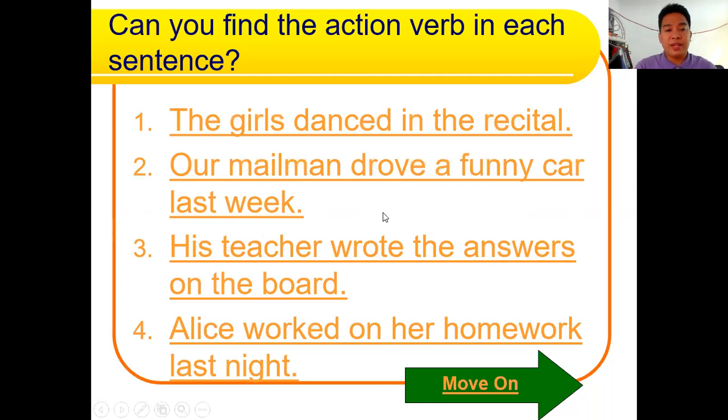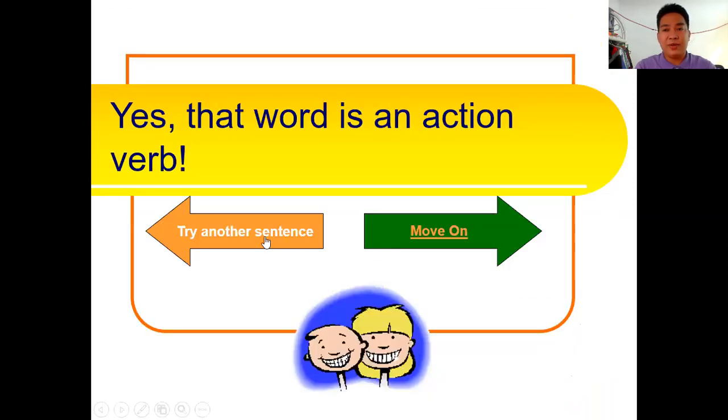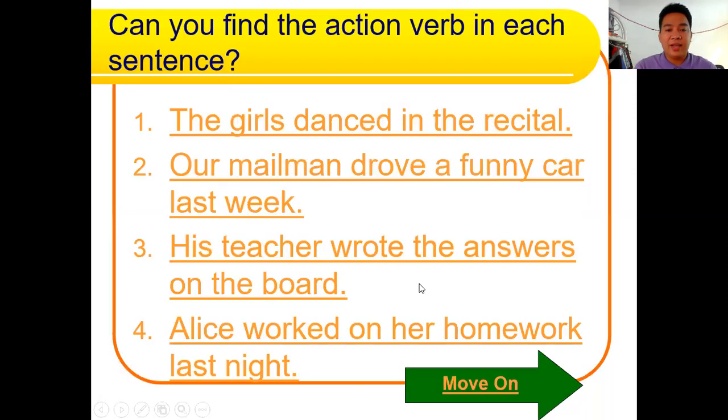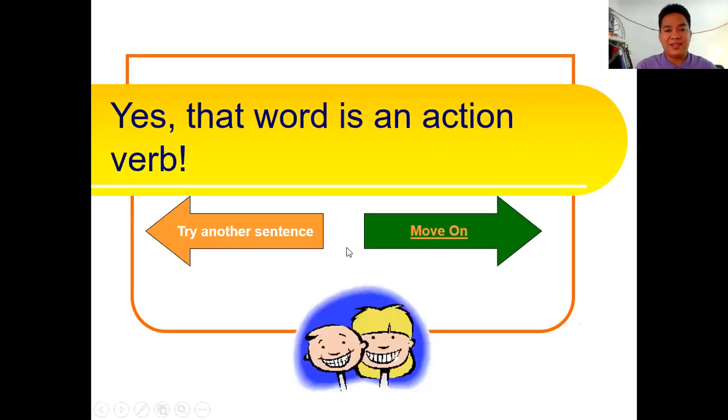Okay, so next one, number three, his teacher wrote the answers on the board. Where is the action verb here in sentence number three? If your answer is wrote, exactly, you are correct. Okay, number four, for example, Alice worked on her homework last night. So where is the action word here in example number four? If your answer is worked, you got the correct answer.